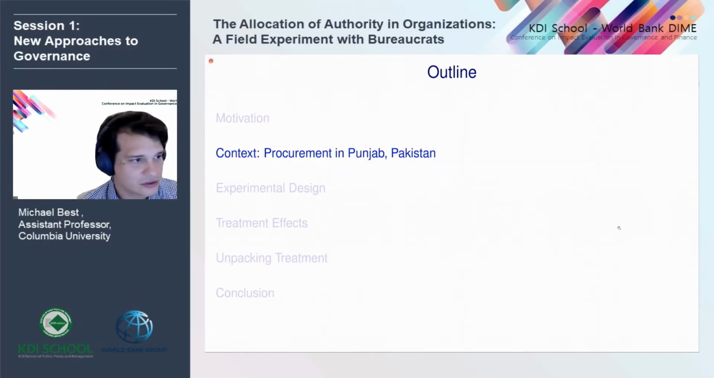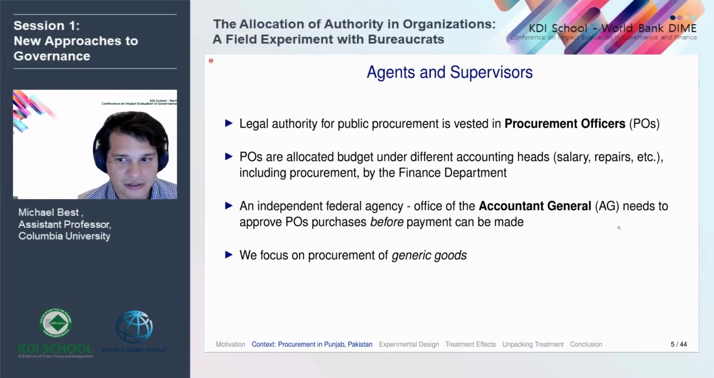So let me tell you a little bit about how procurement works in Punjab, just enough to follow what we did, but not so much as to bore you with all the details here. So on this stage, you want to consider two sets of actors. The first are individuals we're going to call procurement officers. And those are the bureaucrats who have the legal authority to spend government money to purchase inputs for the government.